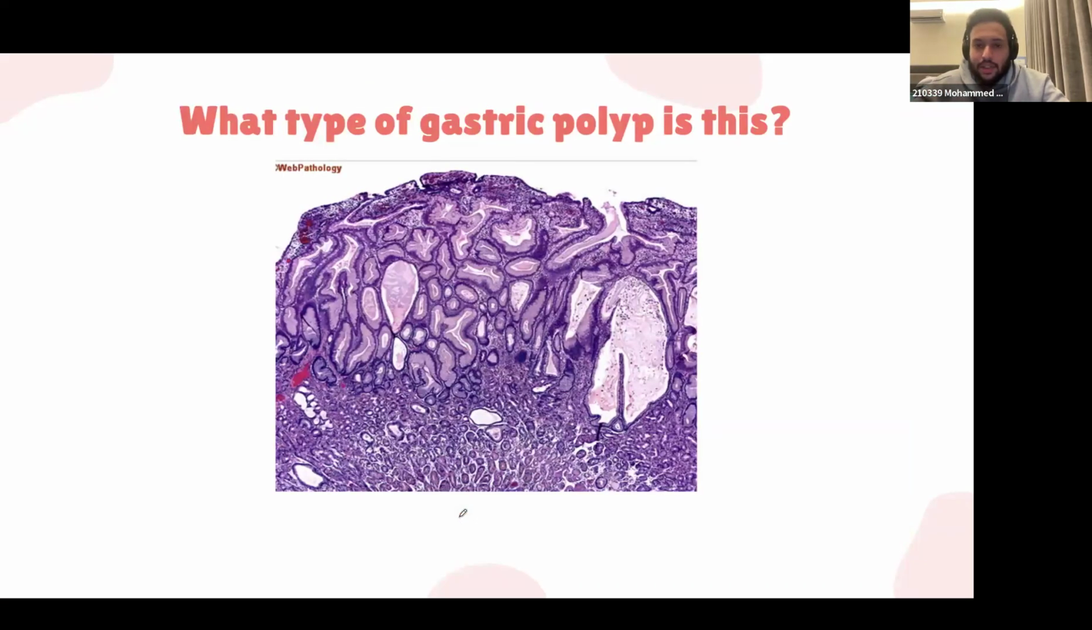Now we go into cancer and polyps. What type of polyp is this? This is in the stomach. This is the most common type of polyp. Inflammatory hyperplastic. Good. This is an inflammatory hyperplastic polyp.